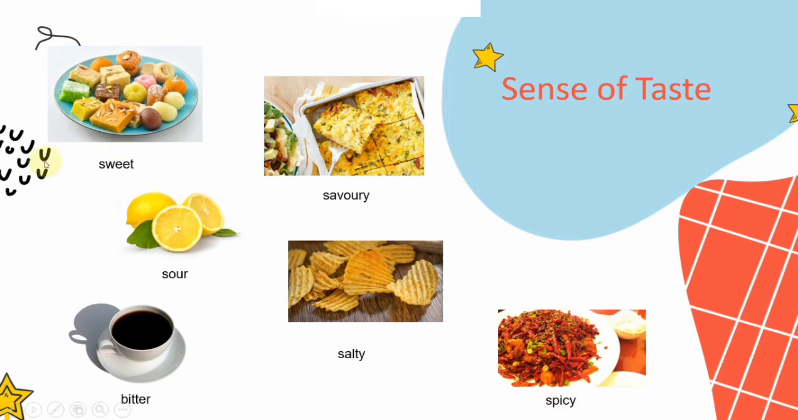Sweet food gives us energy. Sweet foods are called carbohydrates. Savory food often contains protein. Protein helps us to grow. While sour, bitter, and spicy food often contain vitamins which help keep us healthy. And we also need some salt in our bodies to keep us healthy too.